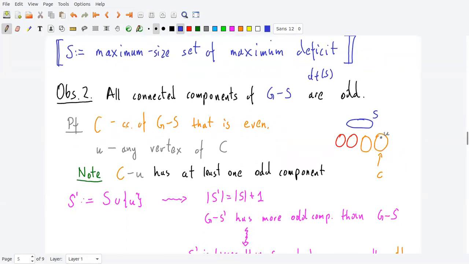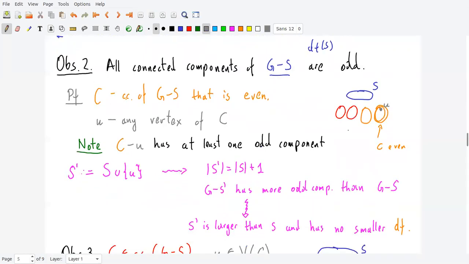So the first observation is that if I look at S and I look at all the components of G minus S, actually all of them must be odd. I cannot have even components. So suppose otherwise, suppose that here is a component C that is even, that has an even number of vertices. And let me take u, any vertex of this component. Now observe what would happen if I took another set, S prime, which is S with the vertex u added. So this is S prime.